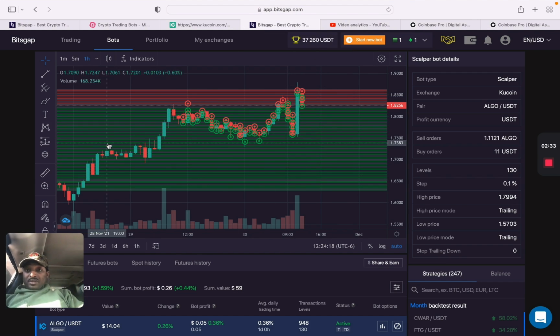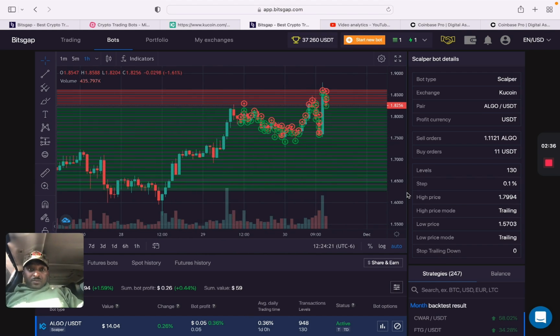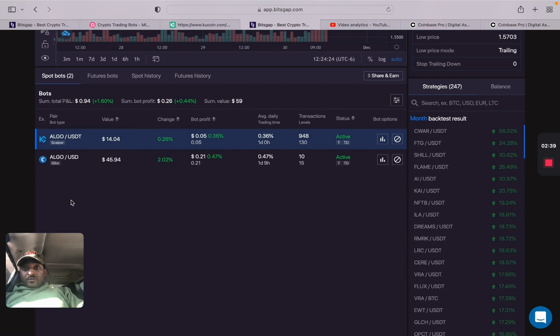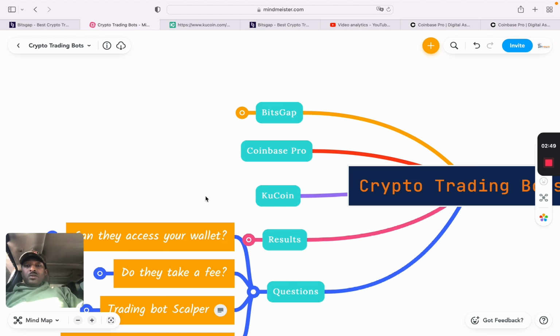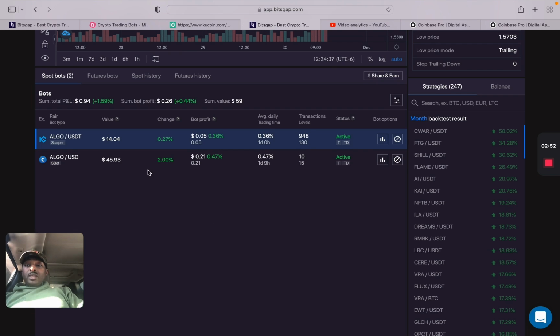All right, so this is my BitsGap platform, and if you get in here, I have two bots going. These are my bots down here. This is an S bot and a scraper bot. And stick with me. I'll give you some information on what all of that means. But you can see that I have two bots running.